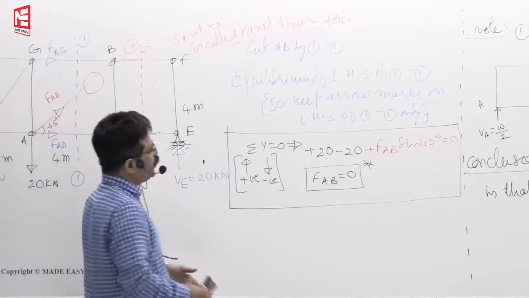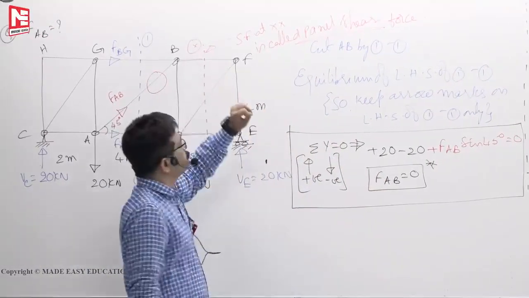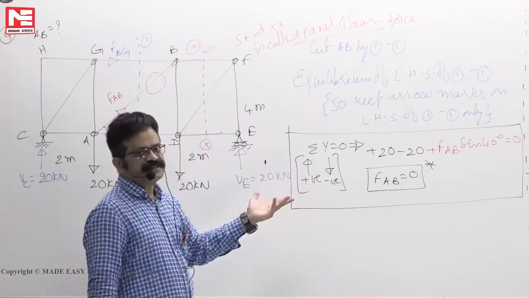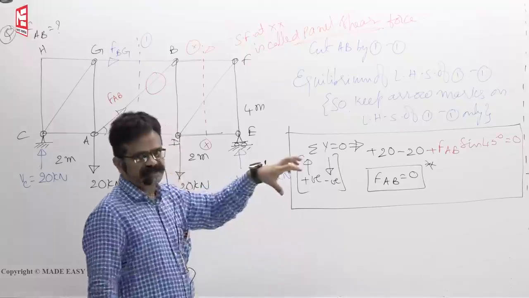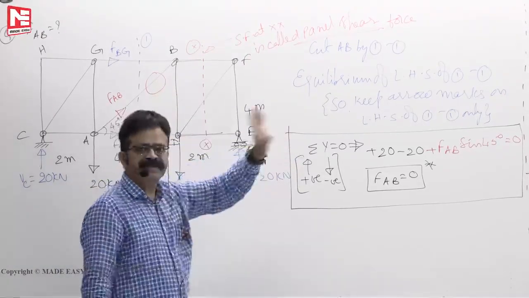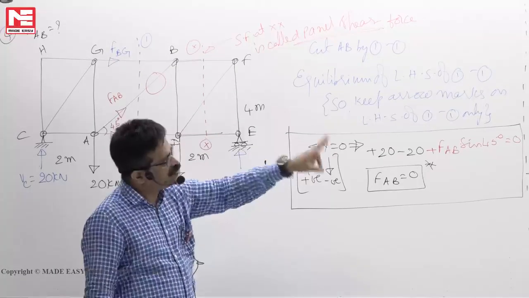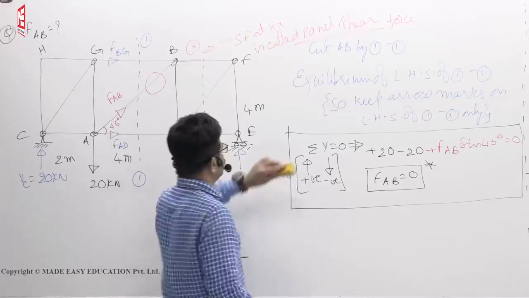Now, when it comes to this one, we call it panel shear force. Why do we call it panel shear force? Why are the beam and the truss being equated? Actually, the truss action comes from the beam action only. A beam action is converted into truss action. How it is converted is like this.